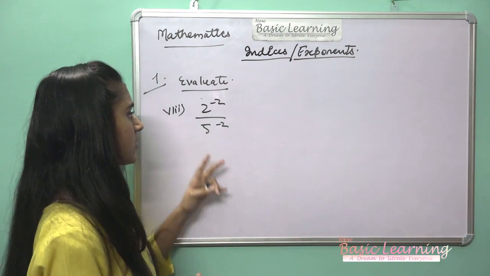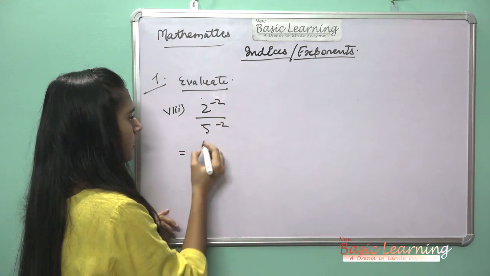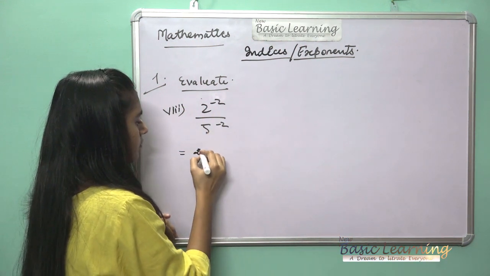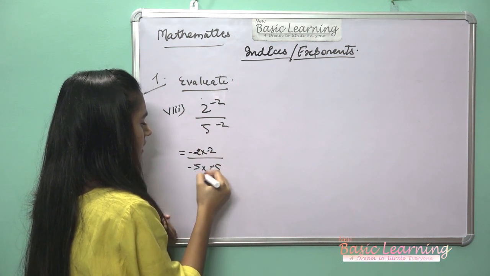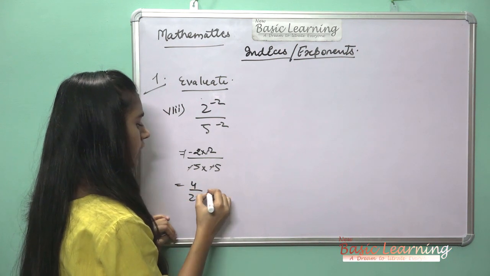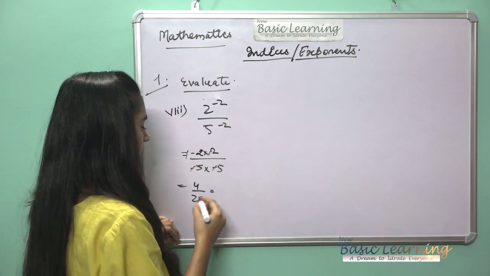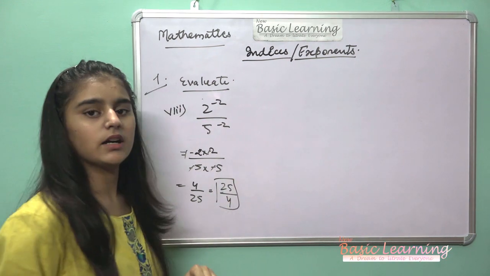Now the eighth question is 2 to the power minus 2 upon 5 to the power minus 2. So write it 2 times, 2 into 2 and 5 into 5. Cancel, and 2 2s are 4, 5 5s are 25. When we change this into reciprocal, it will be 25 upon 4 as the answer.